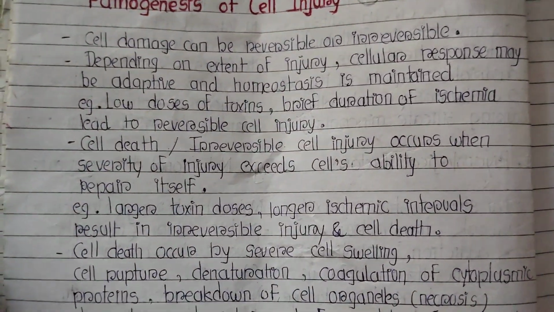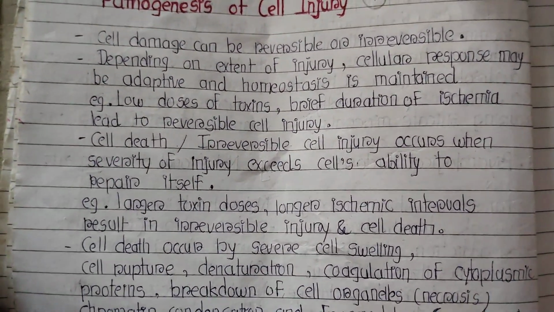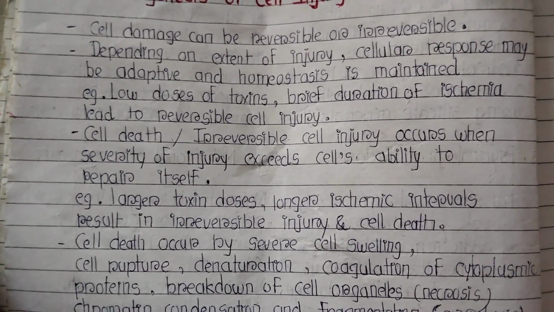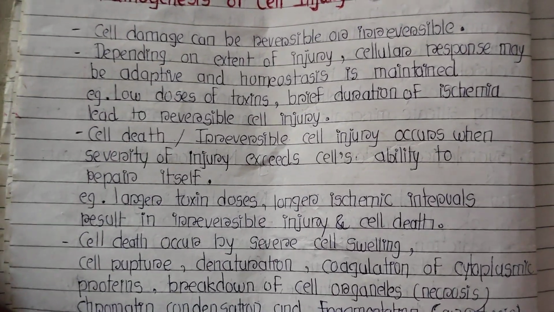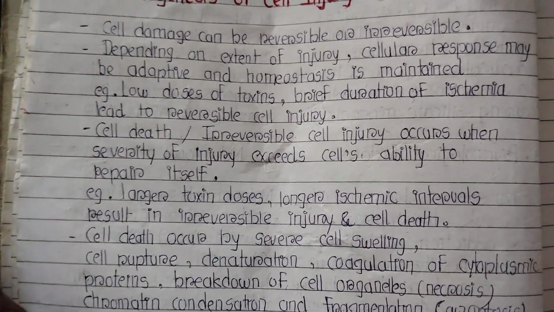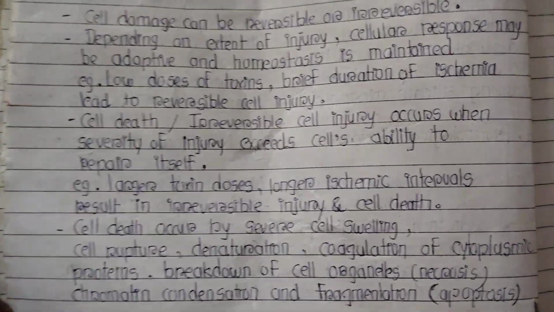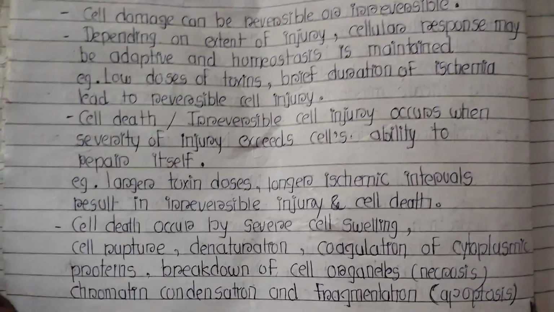So what are the examples which lead to reversible cell damage? For example, low doses of toxins, then small duration of ischemia, that is lower oxygen concentration, which leads to reversible cell injury. Then our next type of cell damage is irreversible cell injury, also called cell death.